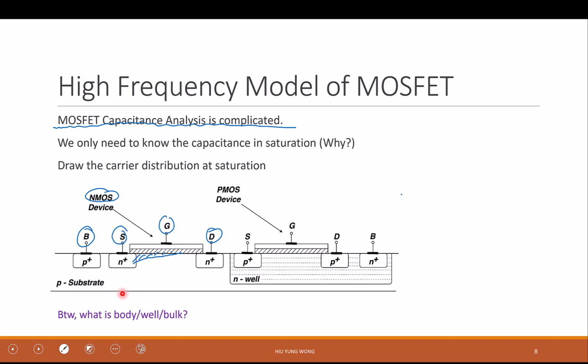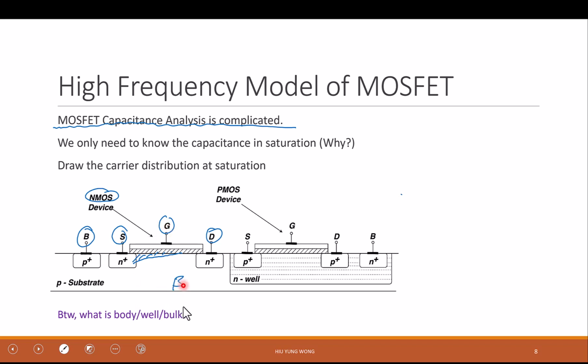You have 6 possible capacitors, but not all of them will have a big effect, and some of them do not make sense here. For example, S and D are really far away, and this is not something we care about. And it's broken down. You can say as S to B and B to D. Remember, this is B because this is P, this is P, so this is just the body, okay?